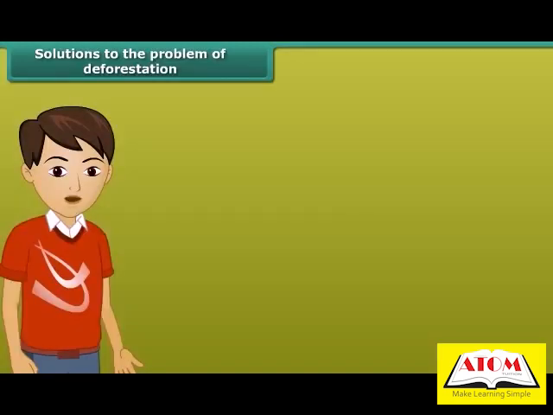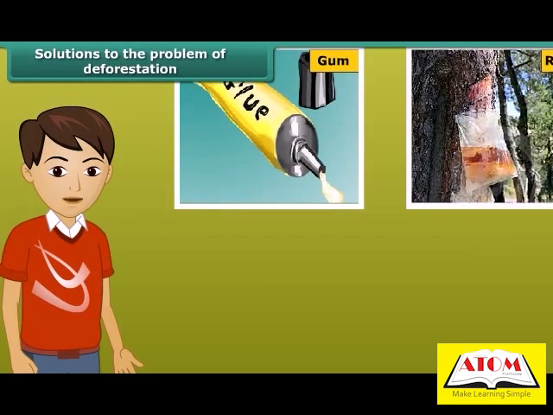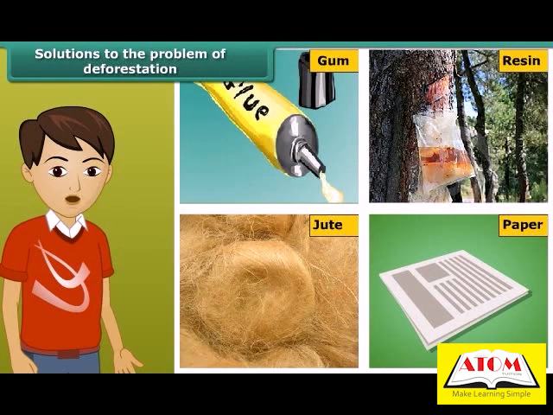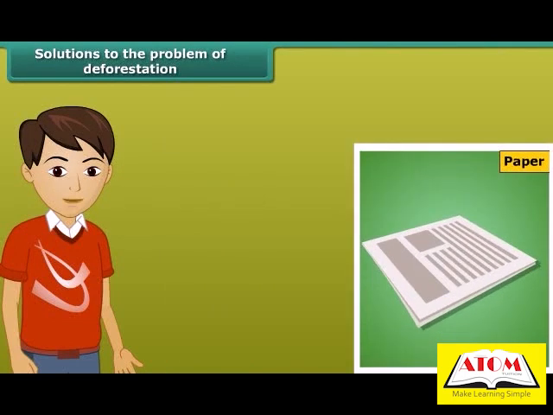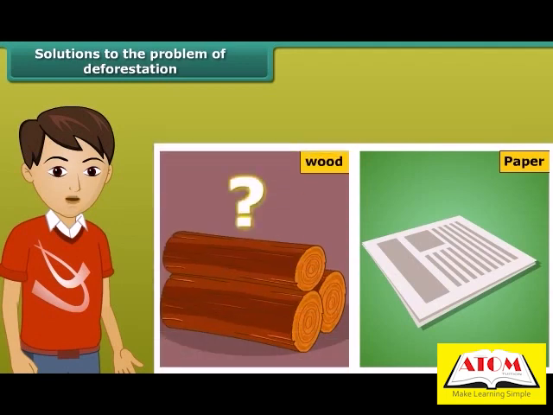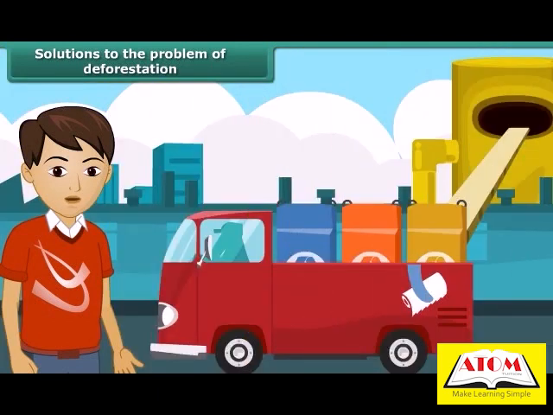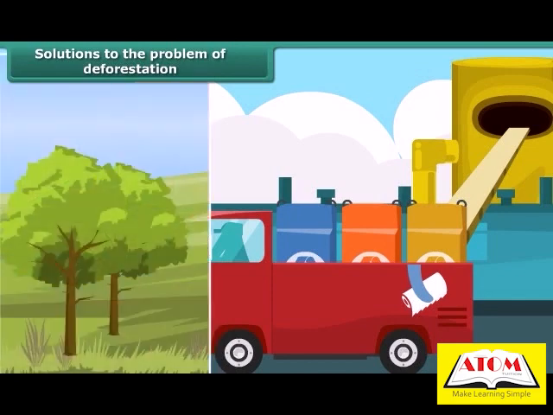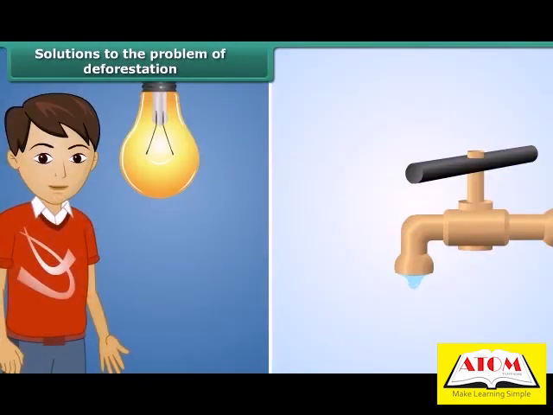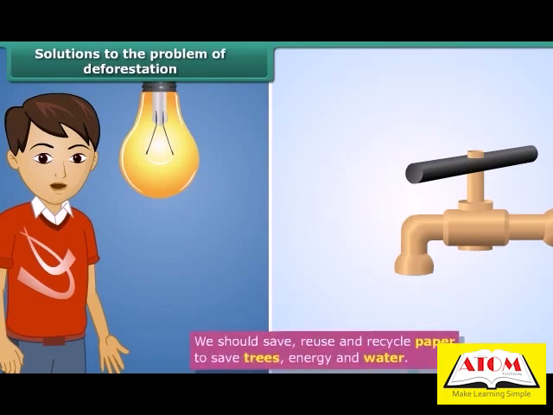We get many things from forests. Gum, resin, jute and paper are important products. Can you think of any alternatives available for paper? What would happen if we had no wood? Well, to all these questions, recycling of paper is the simple answer. Paper can be recycled 5 to 7 times for use. By recycling the paper, not only the trees, but also energy and water could be saved. Thus, we should save, reuse, and recycle paper.